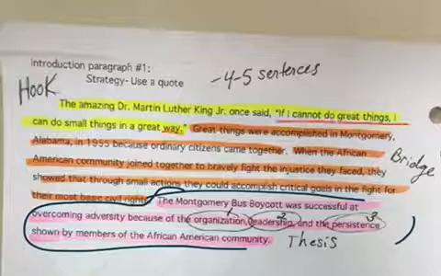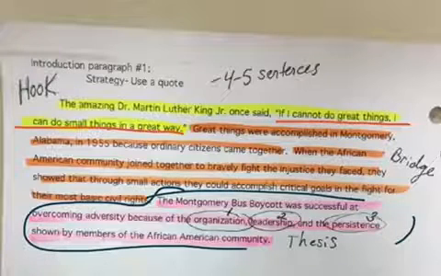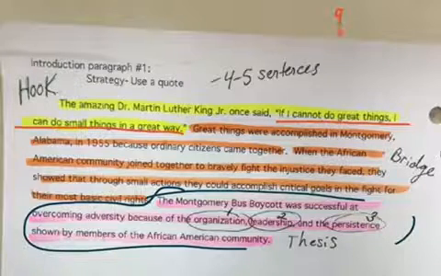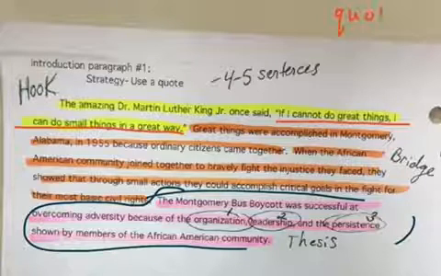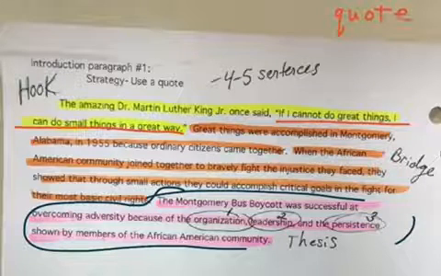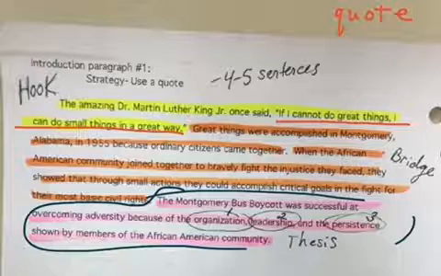This one happens to be a quote. So you can use a quote. I'm going to try, and it's hard to write with this, but I'm going to try and keep a running little tally up here of all the different strategies you can use for the hook. But one would be a quote.